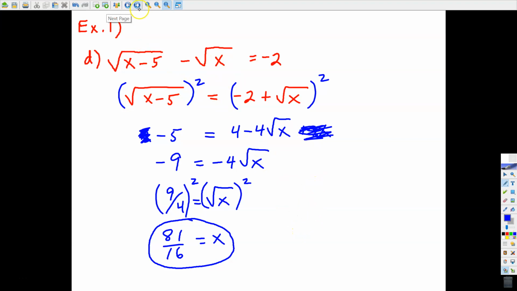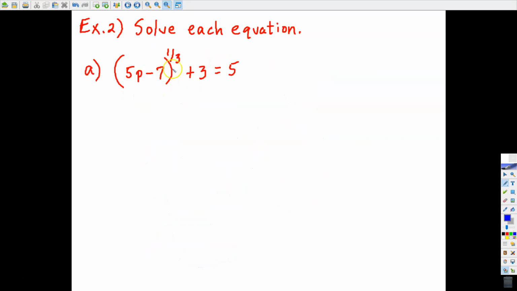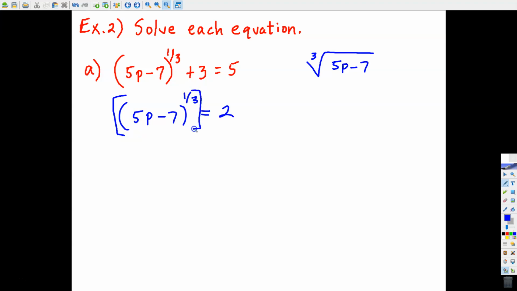All right. This time we're looking at rational exponent equations, but again, that's just another way of writing a radical. 5p minus 7 to the 1/3 is the same thing as the cube root of 5p minus 7. So it looks a little different. So since this is a radical, our principle still holds true. We need to isolate the radical first. So my first move is to subtract 3 from both sides.